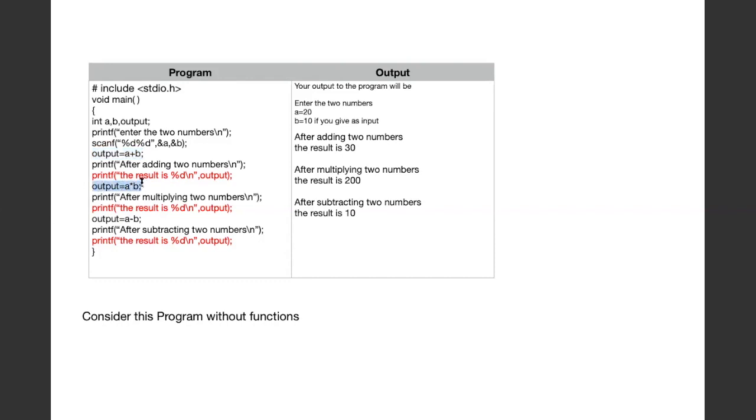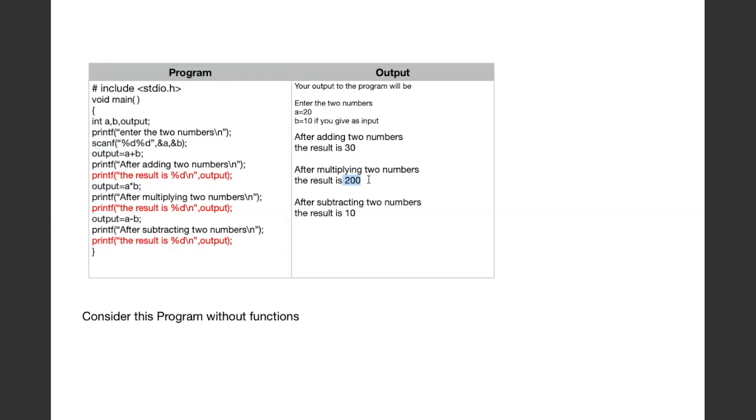So that means this output variable is overwritten. Earlier it had the value 30. Now after performing a into b, it has been overwritten with 20 into 10. What is 20 into 10? That is 200. Keep in mind, the same variable is overwritten here.